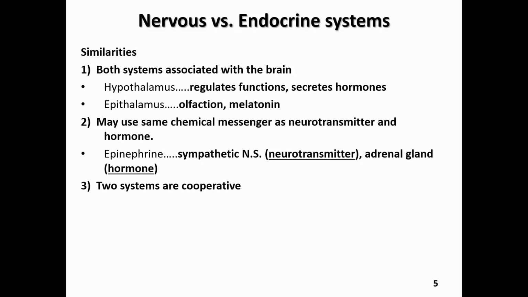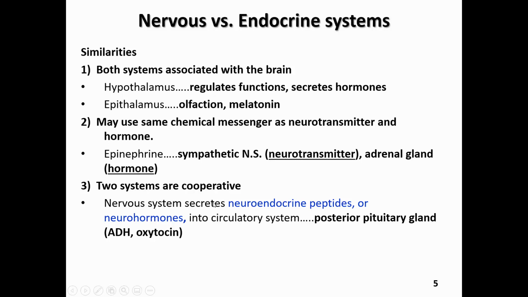Both systems, nervous system and endocrine systems, are considered to be cooperative. And as such, the nervous system is known to secrete what are called neuroendocrine peptides. These are chemical messengers, hence endocrine types of compounds, that originate from nervous system tissue and usually exist as a small protein, often referred to as a peptide, and are also referred to as neurohormones. They are produced and moved directly into the cardiovascular system.